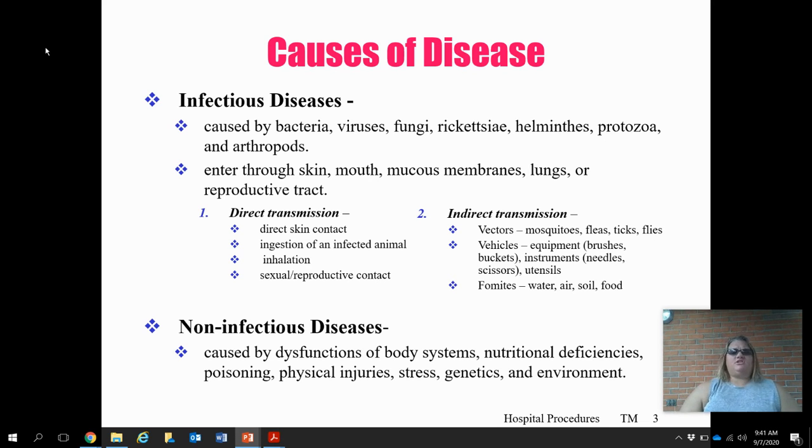All right, non-infectious diseases then are caused by dysfunctions of the body system. So those could be nutritional deficiencies. Sometimes reptiles, if they're not fed the correct diet, can get calcium deficiencies and their bones don't grow correctly. Poisonings, physical injuries, stress, genetics, and environment can also cause diseases for animals and humans as well.